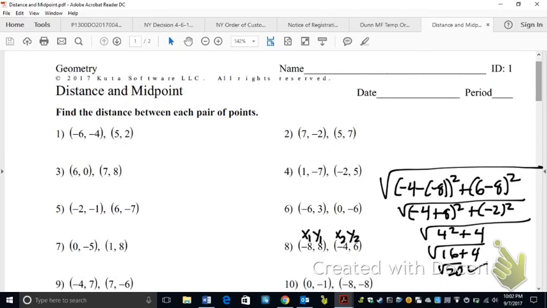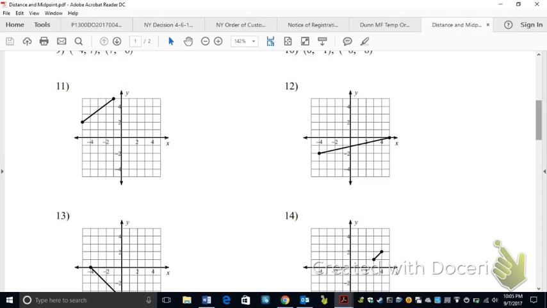I'm also posting tonight a short video on how to factor out radicals. And if you watch that, you'll see that square root of 20 reduces to 2 radical 5, or 2 square roots of 5. So the distance equals either one of those.